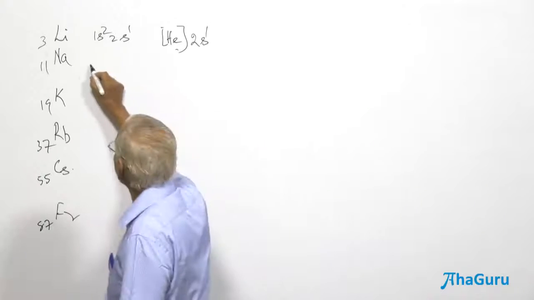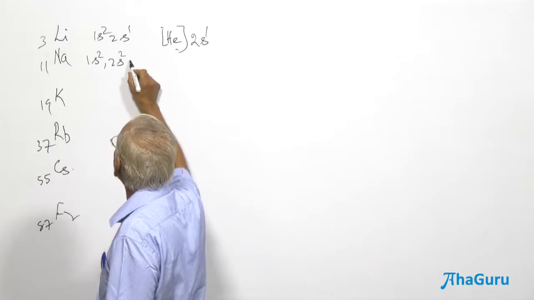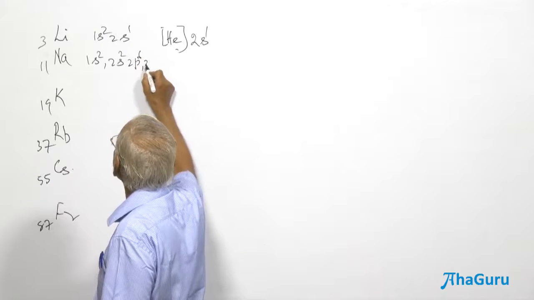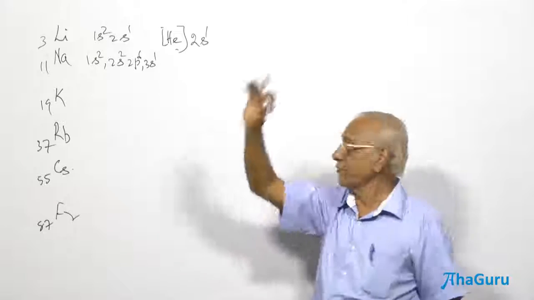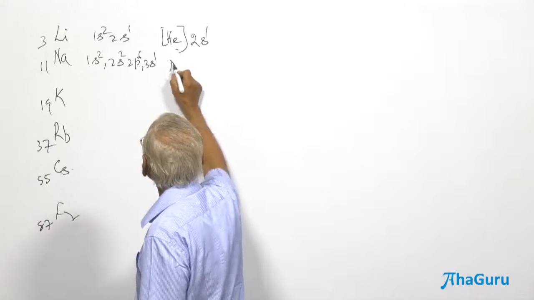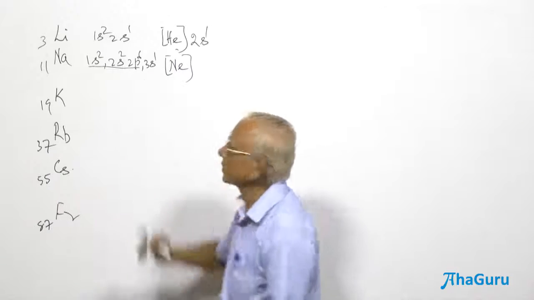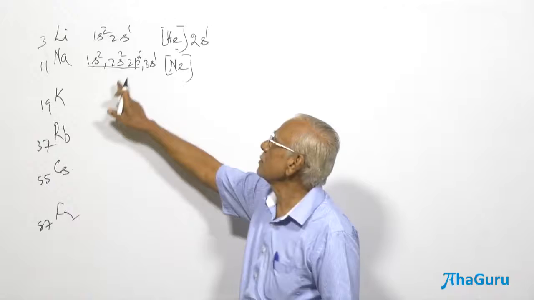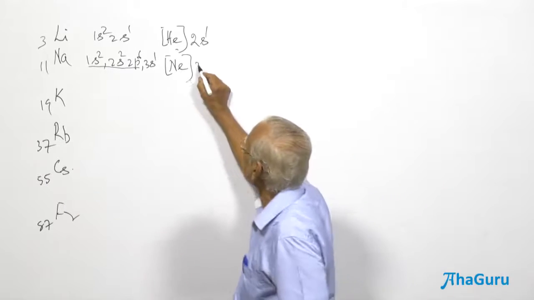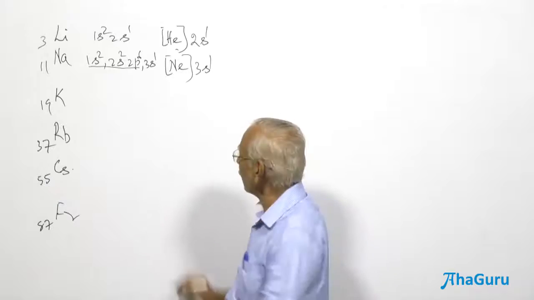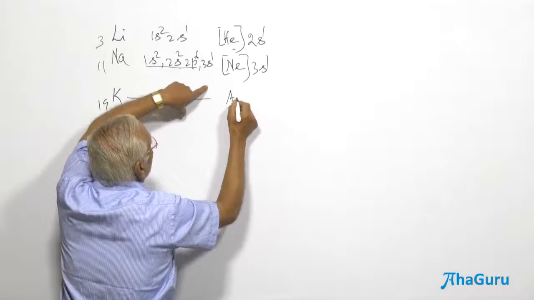What is the electronic configuration of this? 1s2, 2s2, 2p6, 3s1. No, you don't need to write it this way, it wastes time. Below helium, what is there? Neon. And how many electrons? You have taken care of these electrons. Instead of writing 1s2, 2s2, 2p6, simply write neon. After neon, what is there? 3s1. Now you know, in the case of sodium, potassium: helium, neon, argon.